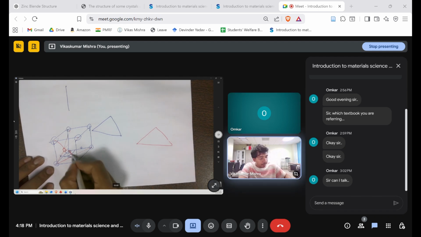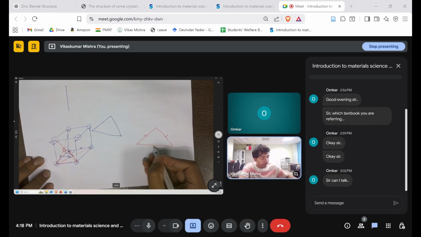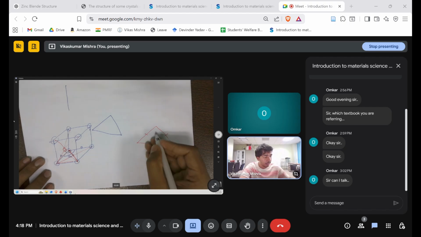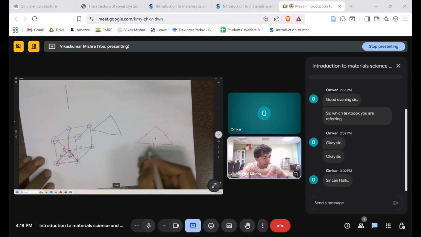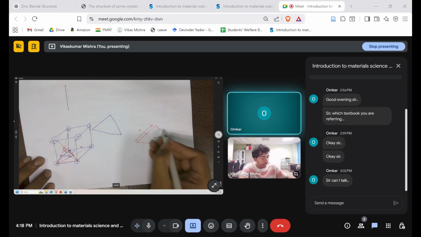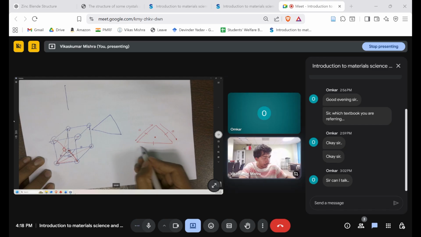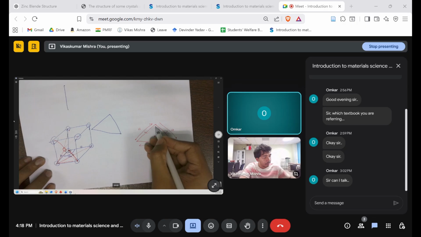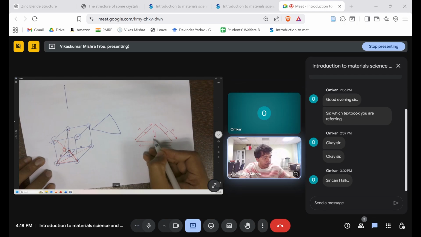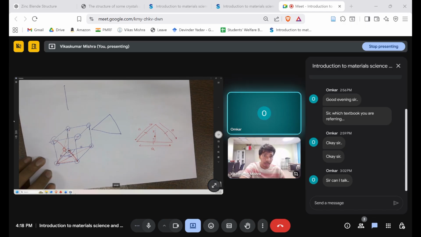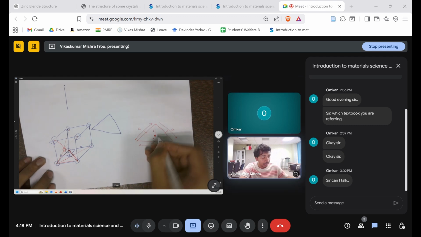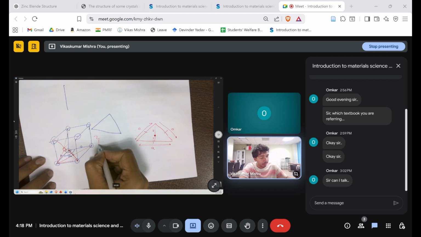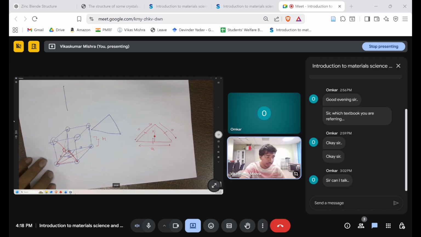So if we consider this particular triangle, this base triangle, we know it's an equilateral triangle. The center of the equilateral triangle we can find by considering this edge to be A. If this is A, then this will also be A, and this will also be A. The center will divide in the 2:1 ratio. Once we find this, see our aim is to find what? Our aim is to find the height of the tetrahedron.